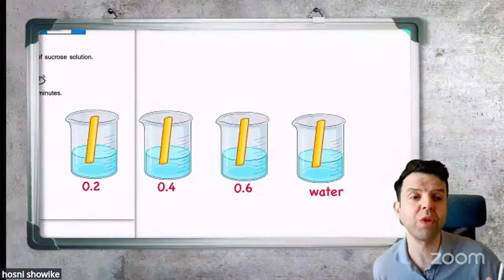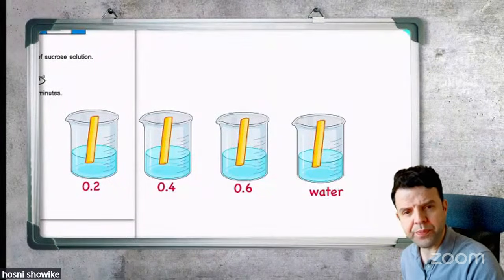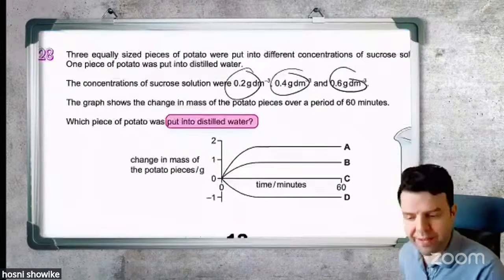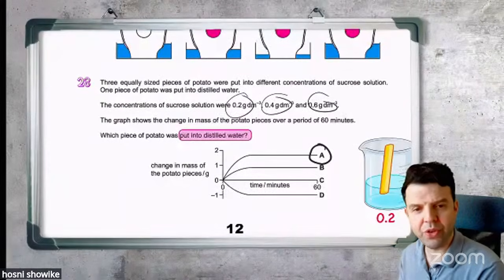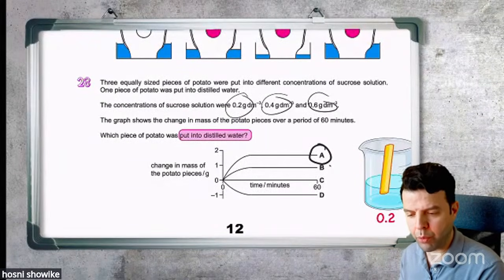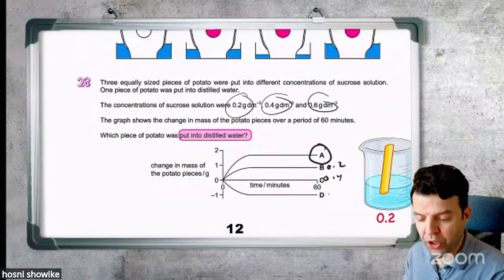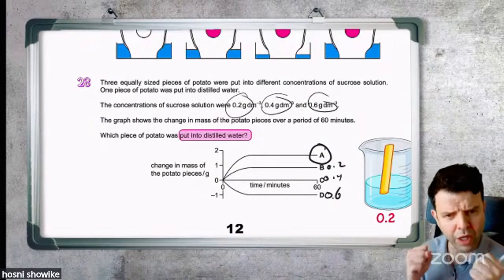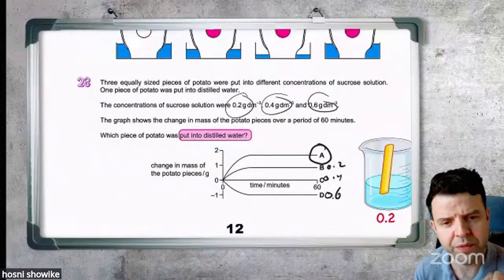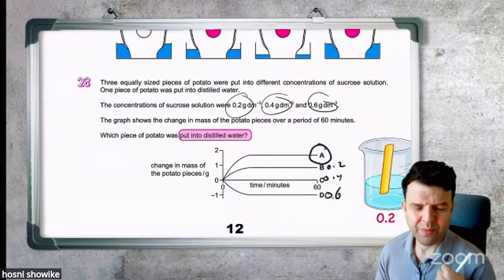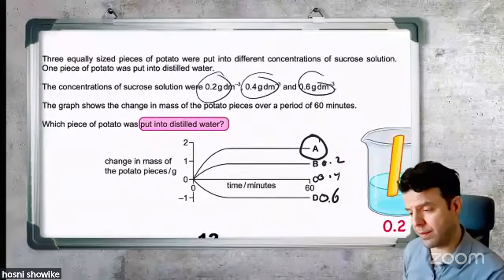And distilled water has the highest water potential, right? So what's going to happen? You would have the maximum increase, right? So A is distilled. Second highest is going to be 0.2. Next time they ask me about 0.4, it's here. 0.6, concentrated, is causing the water to be lost from these potatoes. Okay? Are you following? So again, the greater the water, the greater the mass.